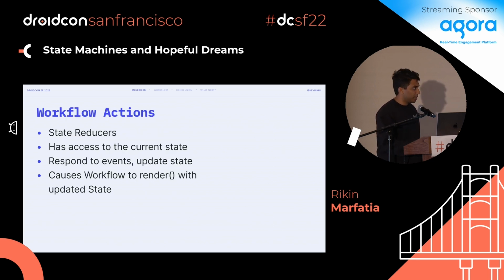And then really quickly, workflow actions. They're actually very similar to the set state function in Mavericks. They're just state reducers. They have access to the current state. So you'll typically use these to respond to events, usually user actions, and then you'll set up a workflow action to update the state. And then once that state is updated, it'll actually cause the workflow to call its render function with the updated state. And then you can emit a new rendering.